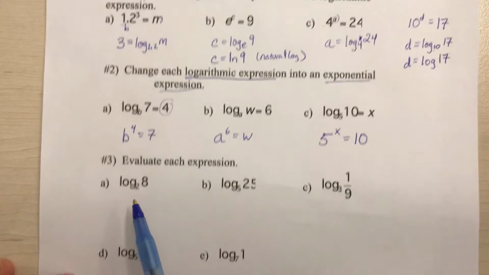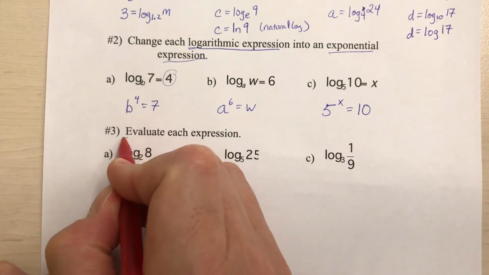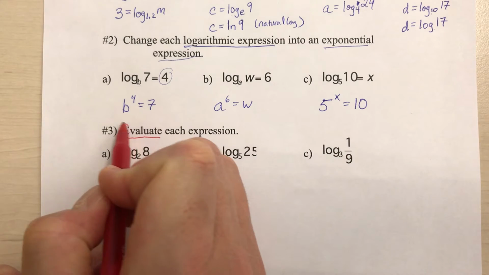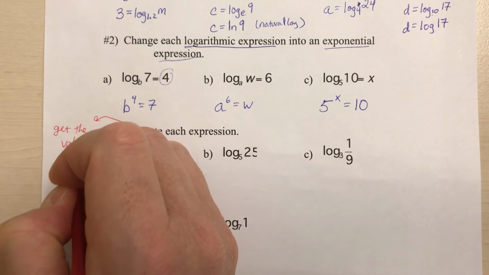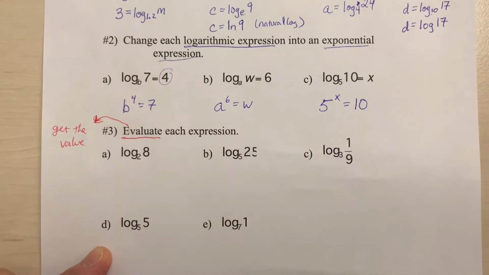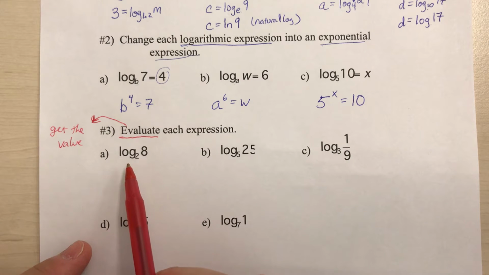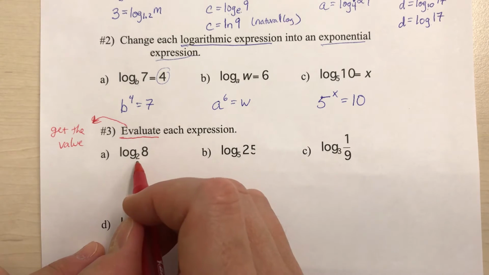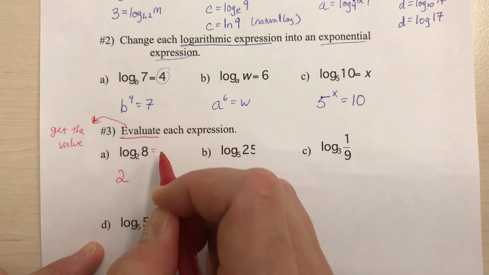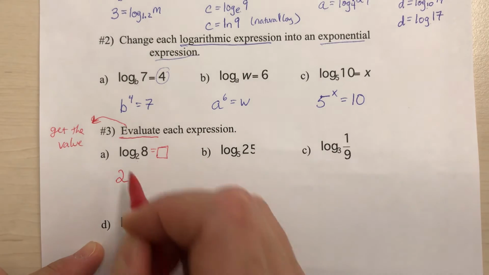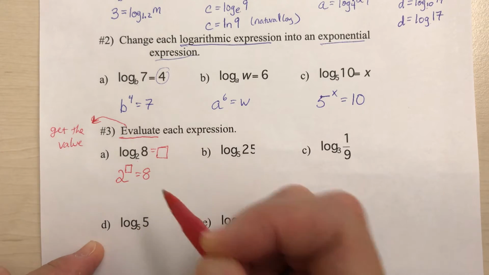Okay, so for example, number 3 here, it says evaluate each expression. Now, when we see that word evaluate, it means come up with the value, so get the value. Usually that's going to be some number. So we want to get the value for each expression. The log base 2 of 8 is 2 raised to something. Okay, we don't know what this is equal to. 2 raised to something is going to give us 8.